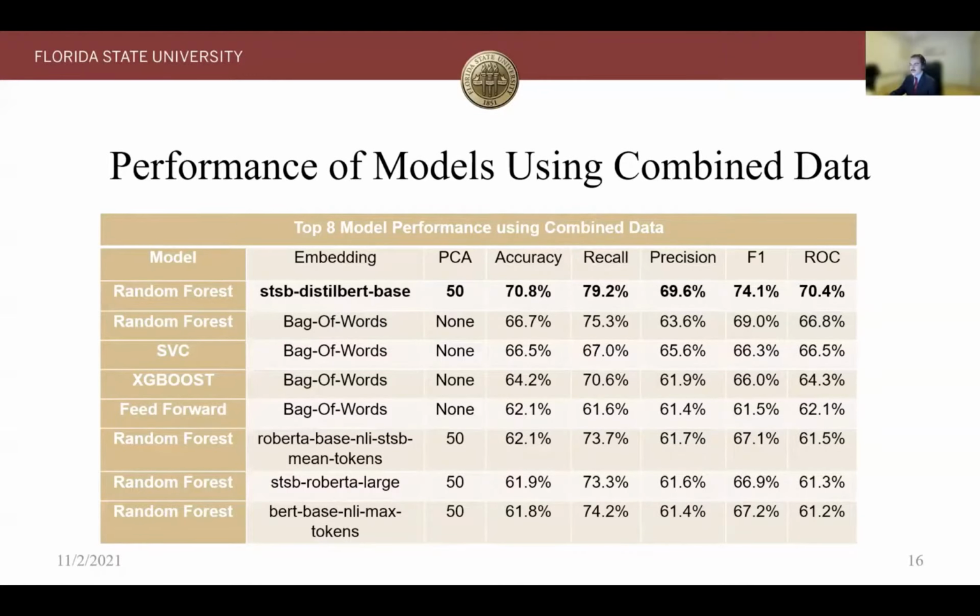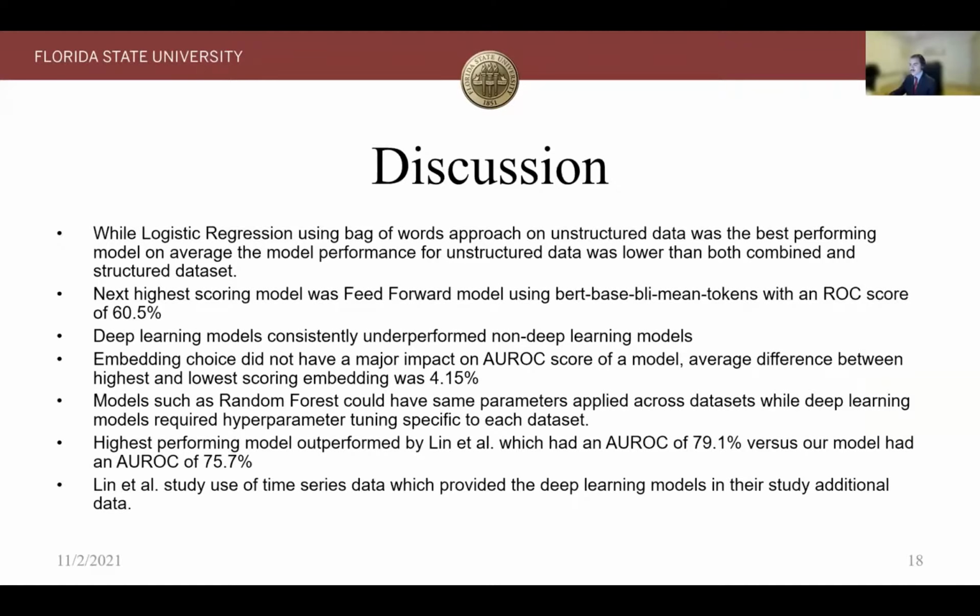In this study, we found that deep learning models consistently underperformed non-deep learning models in each data set. A possible explanation for this is that it was a relatively small data set with a small number of features. Since models like random forest could have the same parameters applied across data sets, it was easier to find the best tuned hyperparameters for that model and other non-deep learning models. While deep learning models had different hyperparameters specific to each data set, requiring a longer amount of time spent on each model.